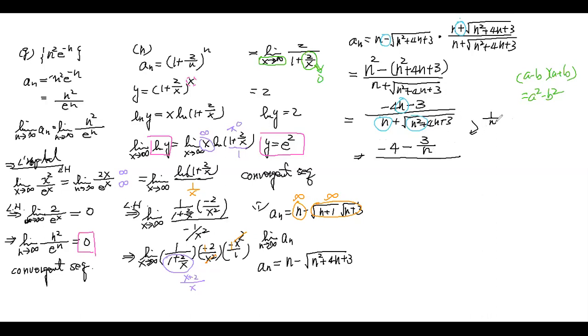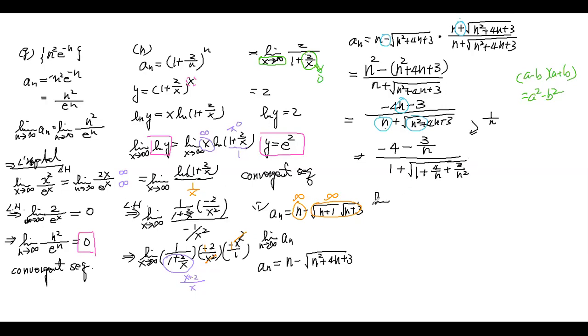Then the denominator, you multiply by 1 over n, the first term becomes 1, right? Then for the second term, you need to bring this 1 over n inside the square root, so it becomes 1 over n squared. The first term becomes 1. The second term is 1 over n. And the third term is 3 over n squared.